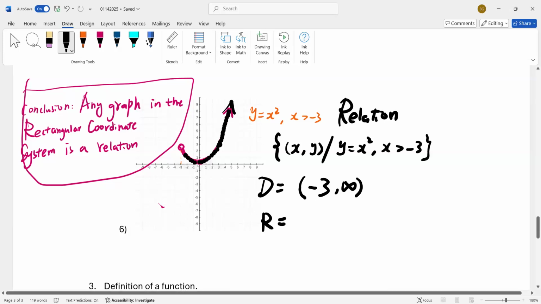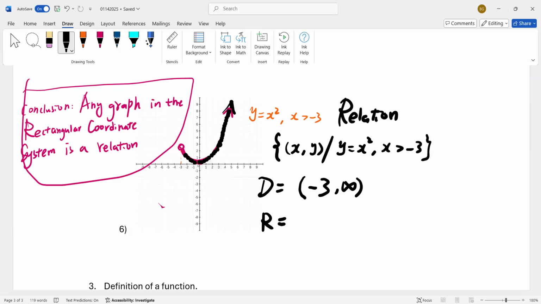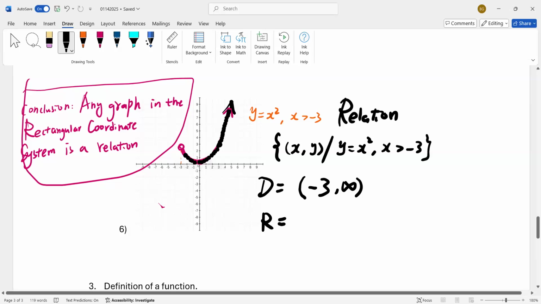Do you see the domain, guys? Use the trick. Find the boundary from the left, find the boundary from the right. This is an open interval. I think you learned intervals in Foundation 2. I'm pretty sure Foundation 2 covers intervals when solving inequalities. All right, so that's the domain.